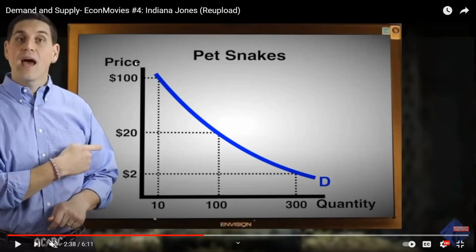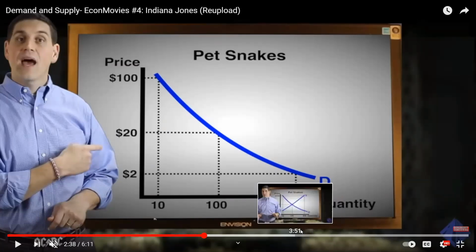The other thing I want to point out about this kind of graph is that price is always on the y-axis, or always on the left. Quantity, how many are being made available, is always on the bottom. So price and quantity are the two things that are always shown on a supply and demand graph.